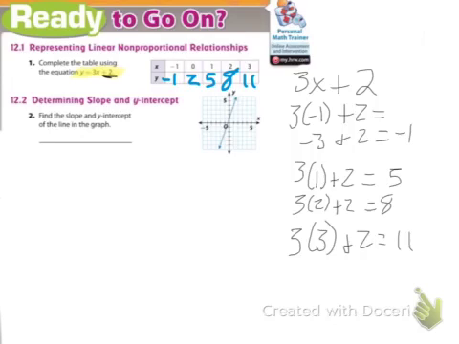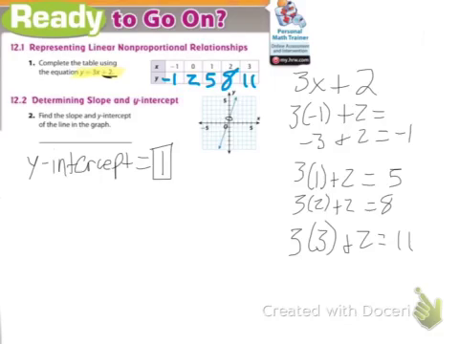Now for number 2, determining the slope and y-intercept. Well, the y-intercept is the easiest point. It's where the line crosses the y-axis. So where does it cross this y-axis? And the point is right here, and that is at plus 1. So the y-intercept is 1. Now for the slope, you pick 2 points to find the slope.